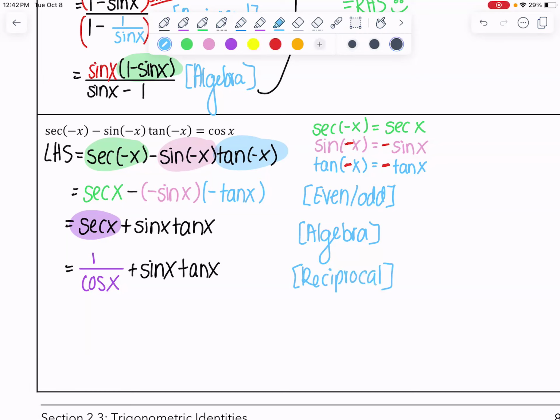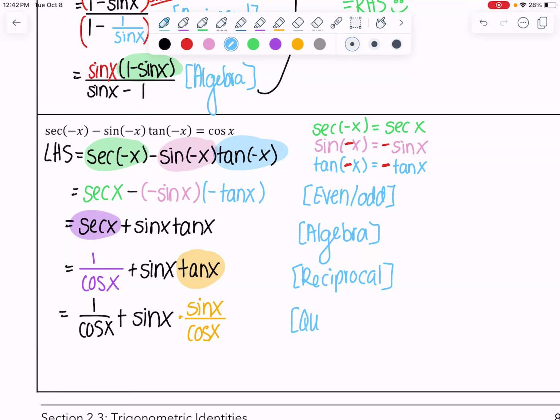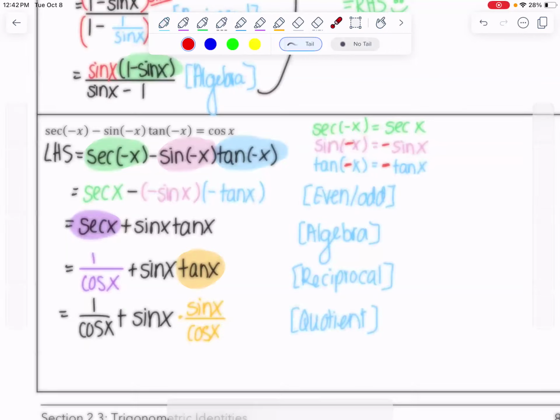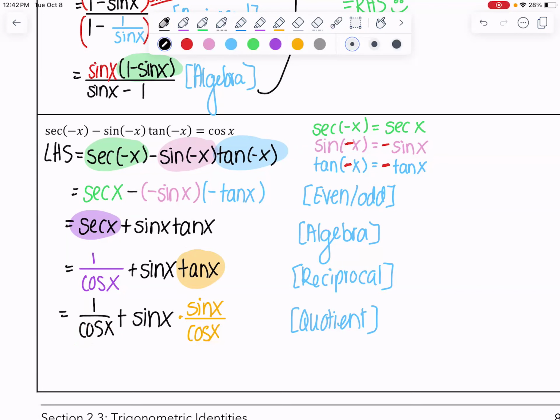Now I'm going to change tangent using the quotient identities. So we have 1 over cosine x plus sine x times tangent, which is sine x over cosine x. That was a quotient identity. Now these both have the same denominator, so they can be combined into one fraction. We have 1 plus, and then sine x times sine x is sine squared x.